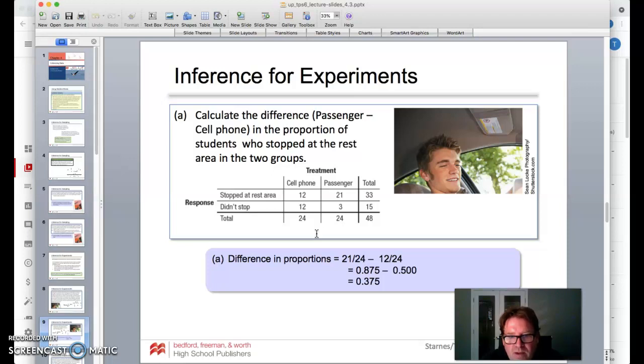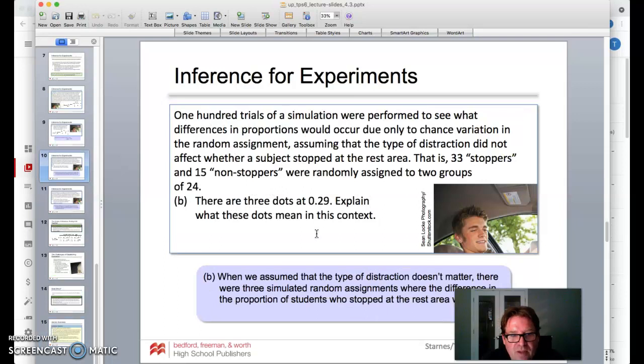Well, 21 of the 24 people that were talking to the passenger stopped at the rest area, but only 12 of the 24 with the talking on the cell phone stopped where they were supposed to at the rest area. So that difference is 0.375, 37.5% is that difference. All right, so now we kind of talk about this.